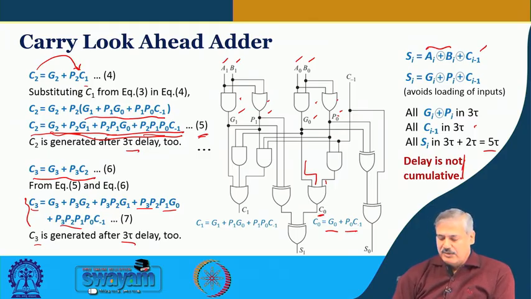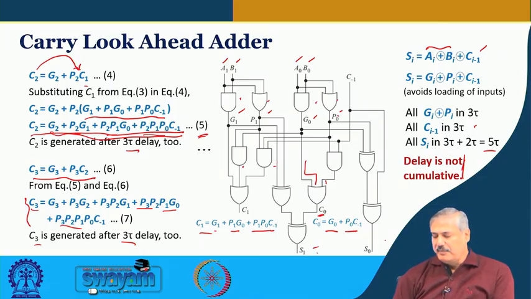And what about C1? C1 will be G1 plus P1 G0 plus P1 P0 C minus 1. So, G1, and then P1 G0, and then P1 P0 C minus 1. That is how C1 is getting generated.